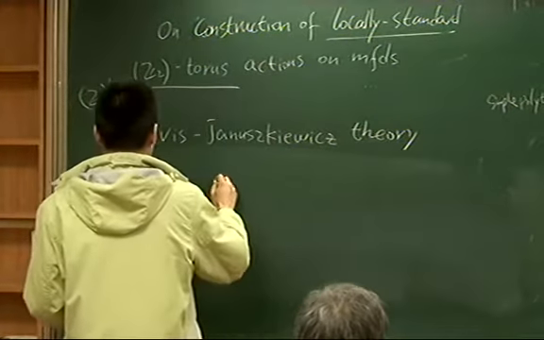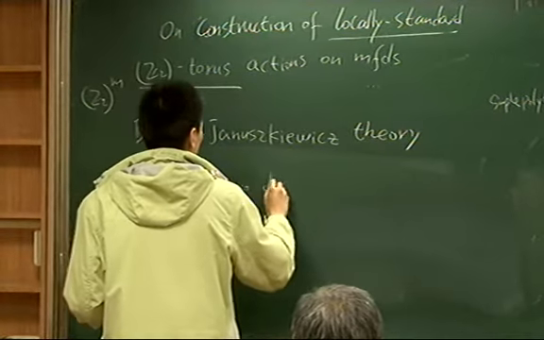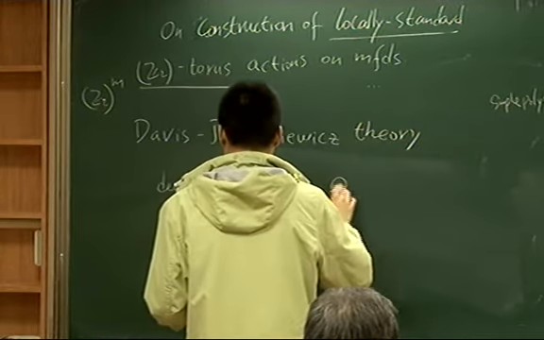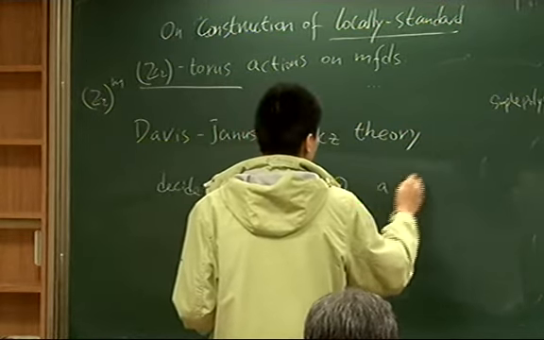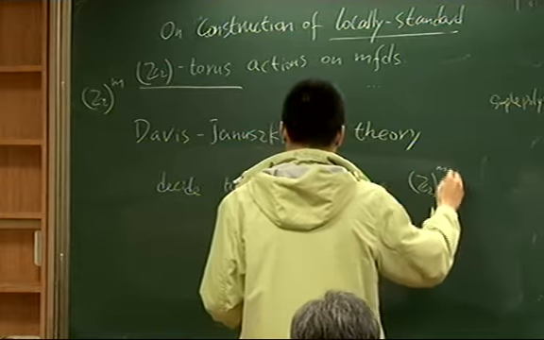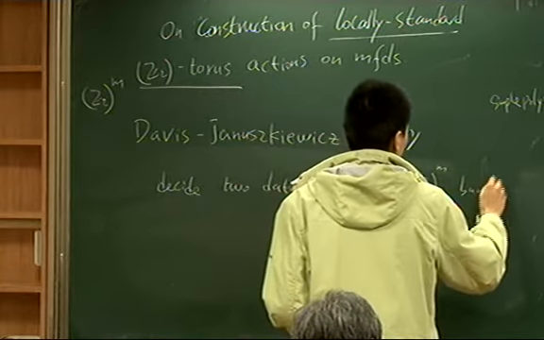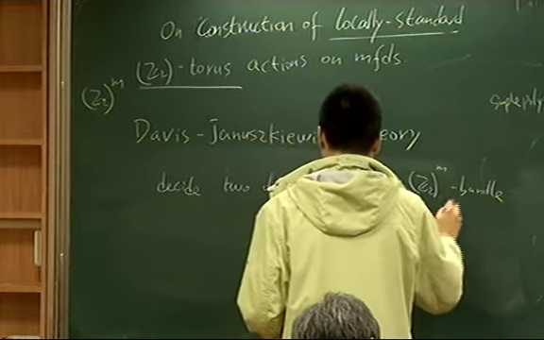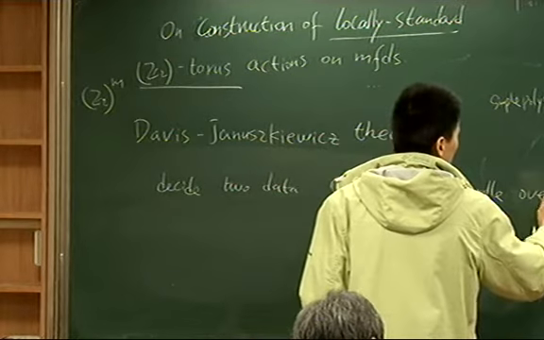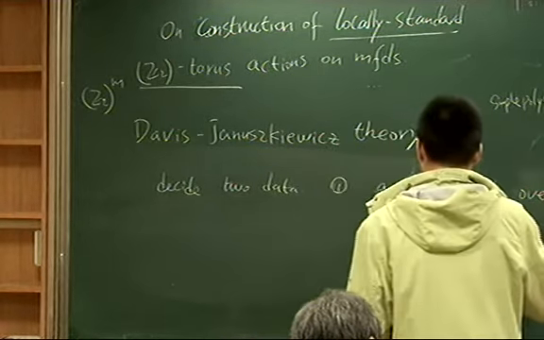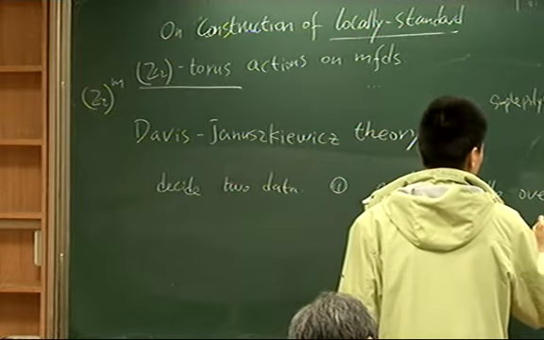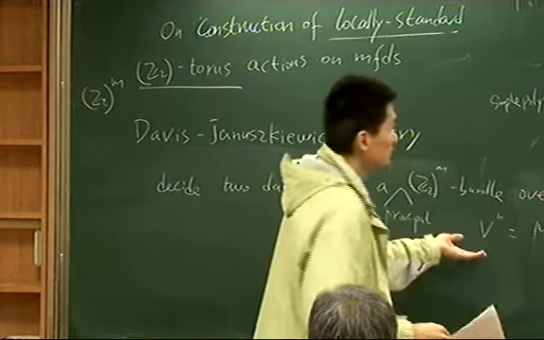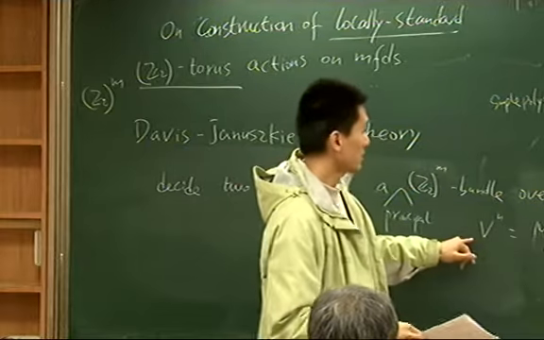This action decides two data. Well, the first one is actually a Z2^m bundle, a principal bundle over the interior of the orbit space. This is the quotient space. Again, I denote the orbit space by Vn.